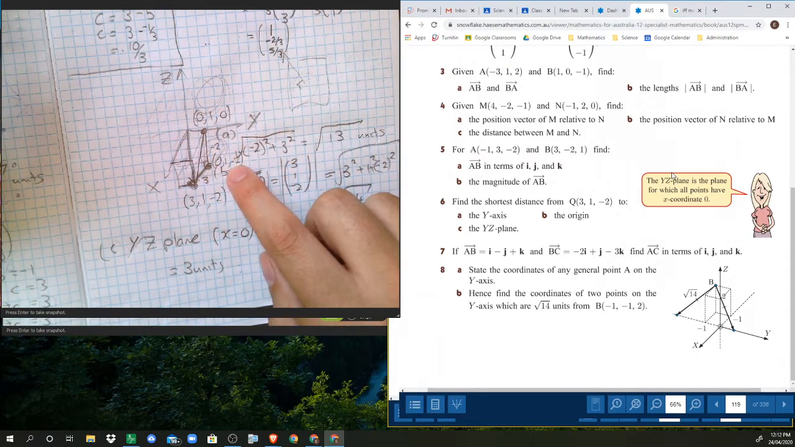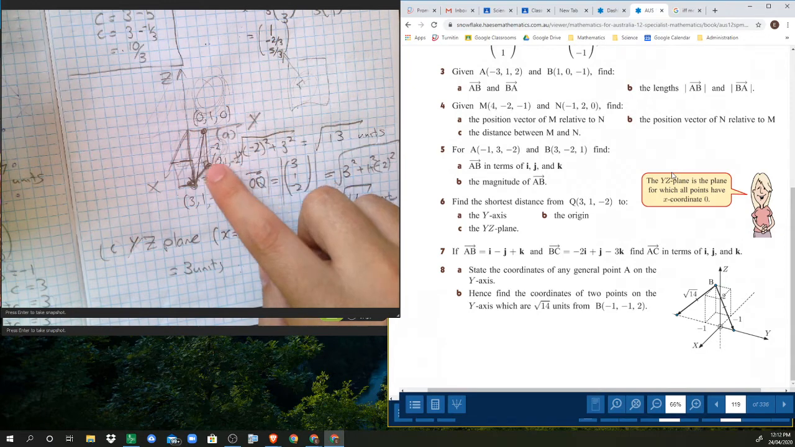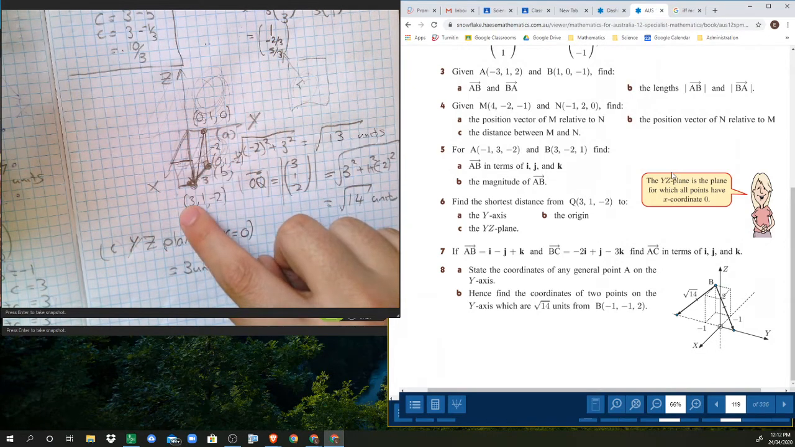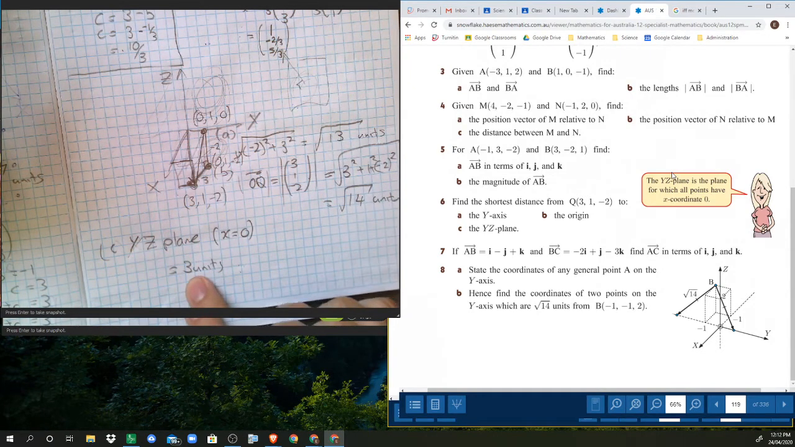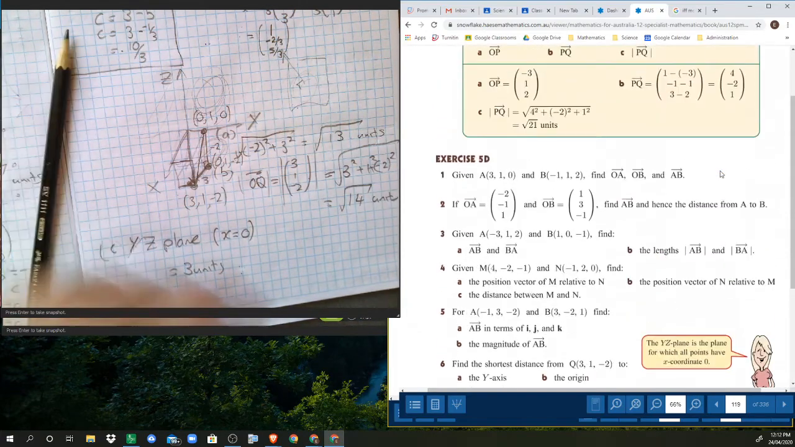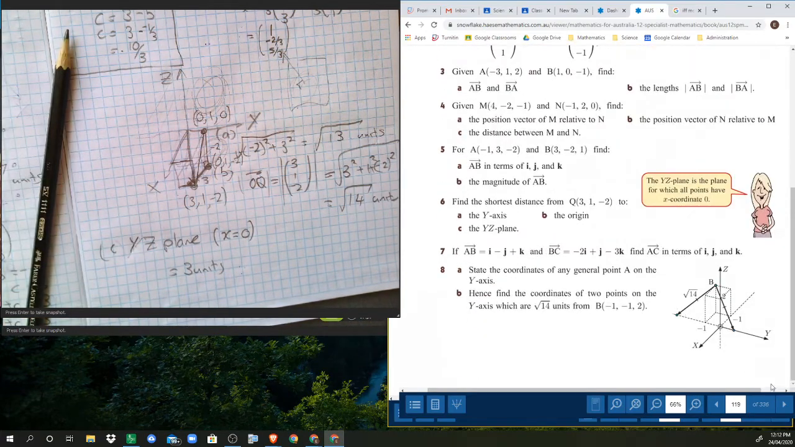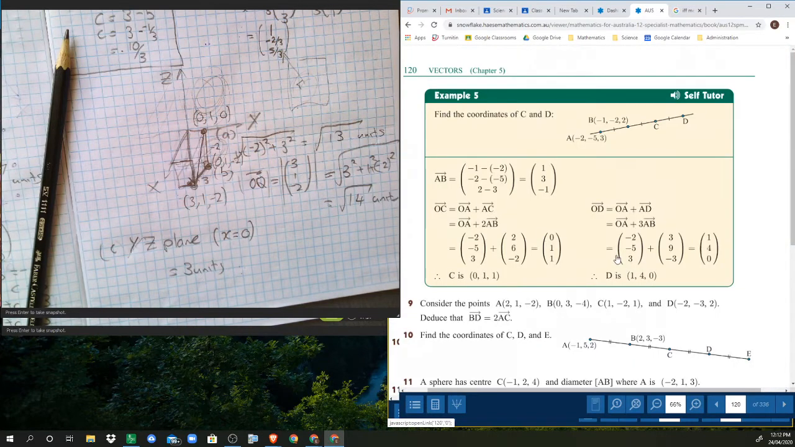If you just pick the point where you haven't moved anywhere in the y and the z, you only move 3 units in the x. So it's 3 units of length. All right, so that is 3D. Anything else that's special?